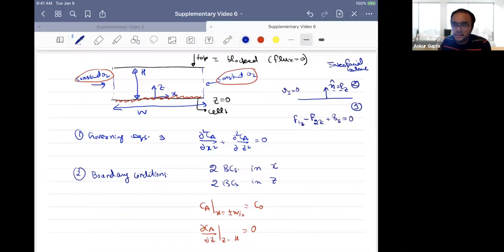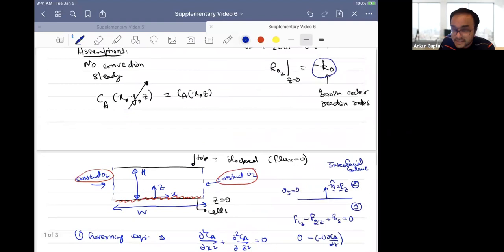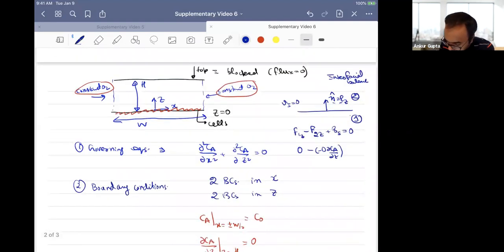This is our interfacial balance: the flux coming in, minus going out, plus generated is equal to 0, because there is no accumulation. And F1z is basically 0. F2z is minus of minus D del Ca by del z. And Bs is the rate of generation, which is minus k naught, as we have discussed. So minus k naught, or del Ca by del z at z equal to 0 is k naught.